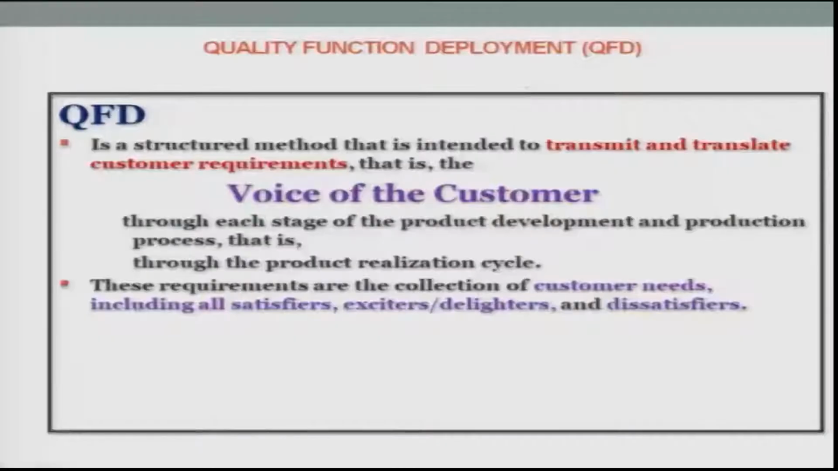So, continuing our discussion of quality, even though the lecture number is the same, we'll start a different area of the concept, which is known as quality function deployment, or QFD. QFD is a structured method that is intended to transmit and translate customer requirements. That is the voice of the customer, what the customer wants. Is it related to quality, cost, delivery of products right on time, or after sales service? You need to understand that. Through each stage of the product development and production process, the voice of the customer is analyzed.